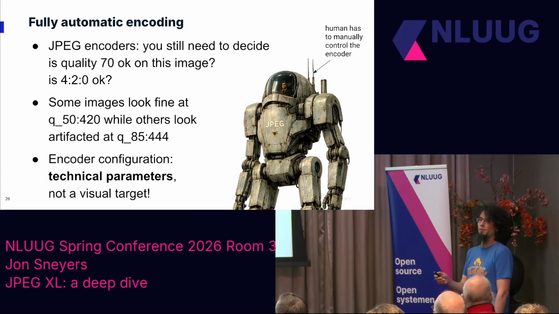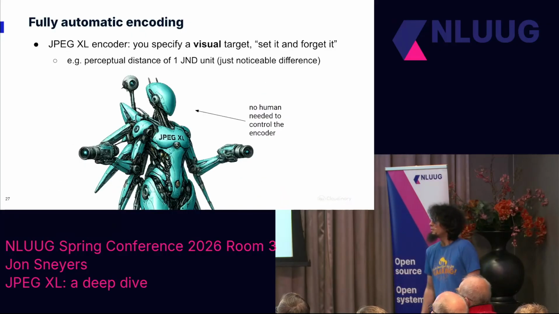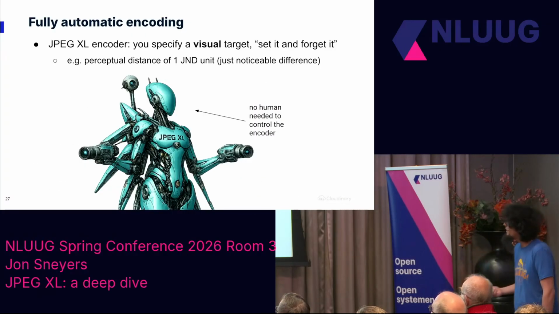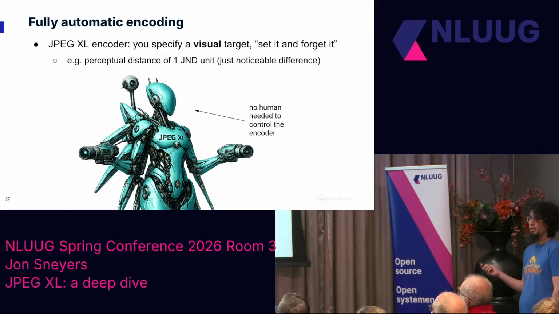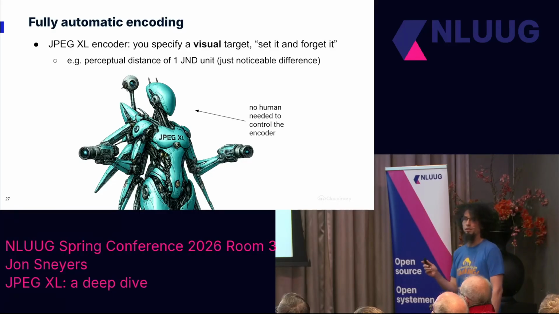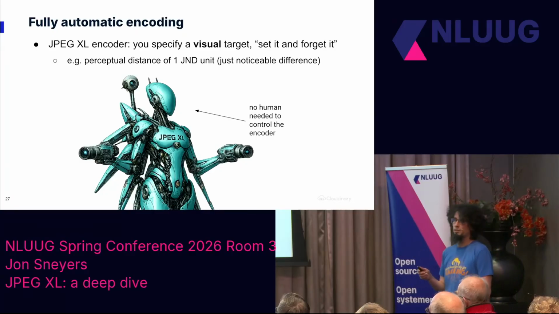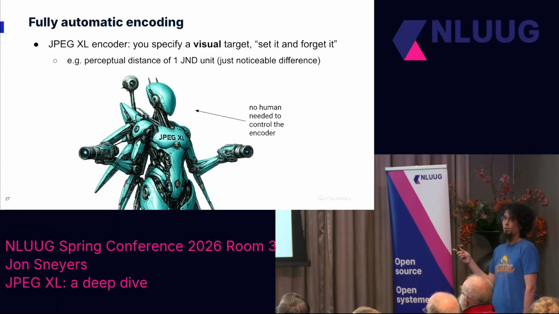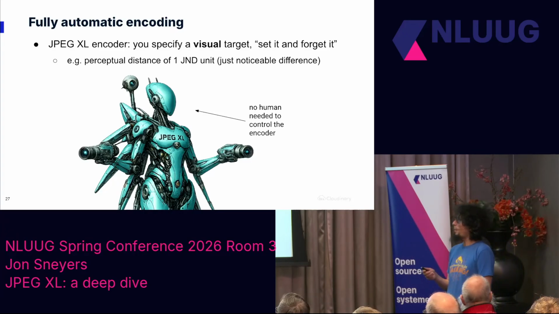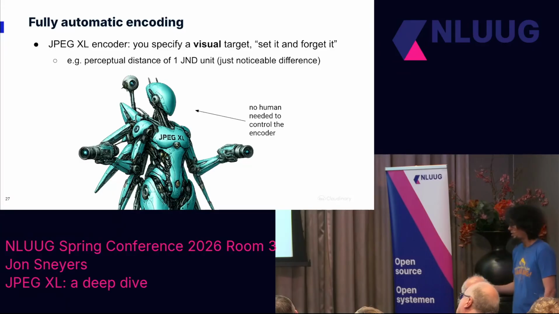For instance, images with fine text on it, they will generally require a higher quality setting to avoid artifacts than photographic images. So in the JPEG XL encoder, we did our best to make it fully automatic, in the sense that the setting you give is a visual target. How distorted do you allow the image to be? Where the sweet spot is at 1 JND, that's a just noticeable difference unit. But this basically allows you to use one setting, and the same setting will work for all images and give you a consistent quality.